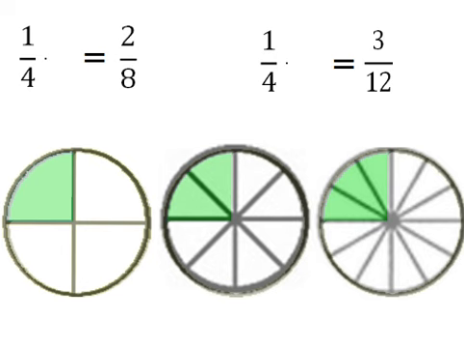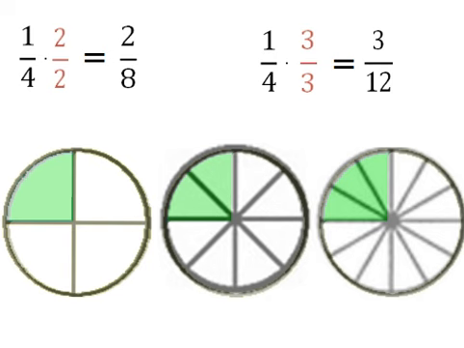To make an equivalent fraction, you simply multiply the numerator and denominator by the same number. For example, if I multiply the numerator and denominator of 1/4 by 2, we end up with 1 times 2 on top, which is 2, and 4 times 2 on the bottom, which is 8. Now if I multiply the numerator and denominator by 3, we end up with 3 over 12.